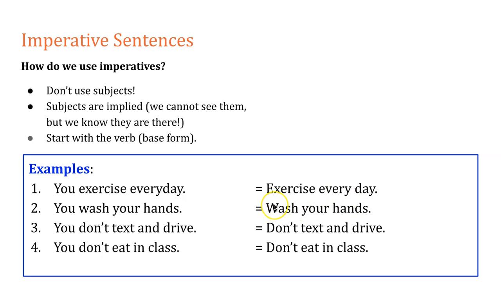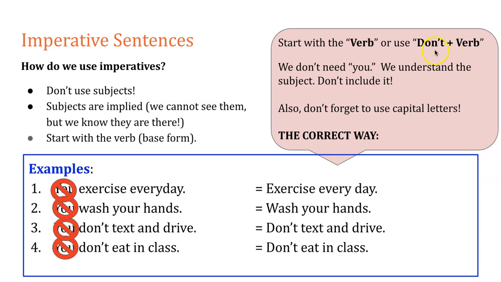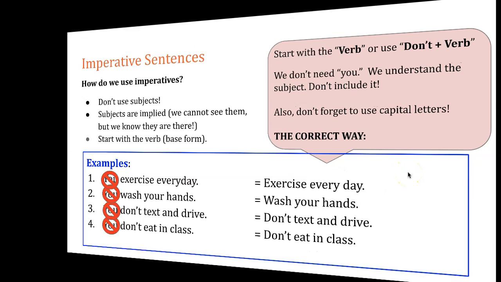Wash your hands, wash. Don't text and drive. Don't text. Don't drive. Don't eat in class. Don't eat. We don't need you. We understand the subject is always you, so we don't include it. Because we don't use the subject, we need to use capital letters for the verb. This is the correct way to use imperatives.